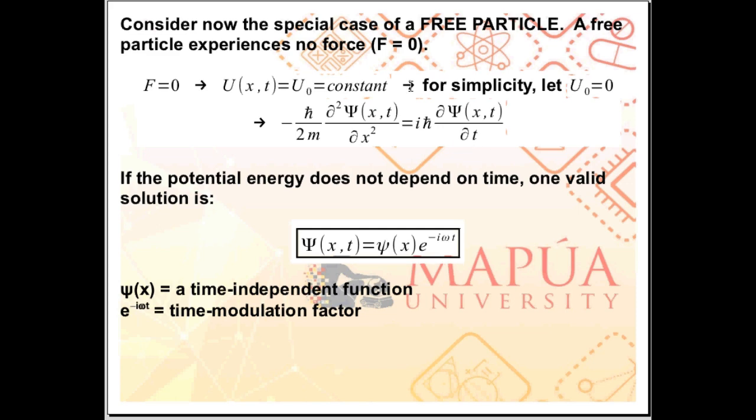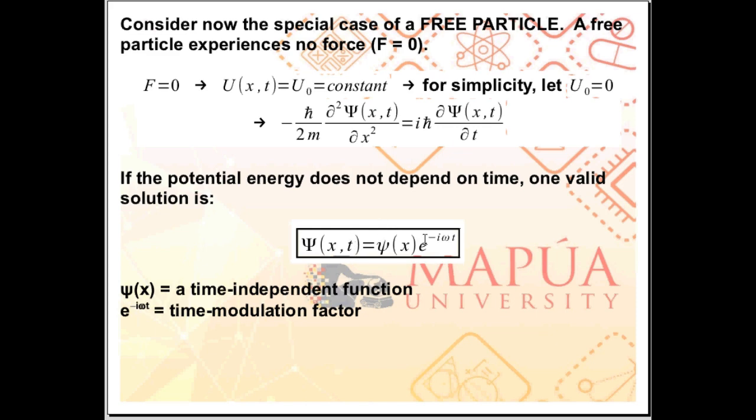Now, if the potential energy is likewise constant with respect to time, if the potential energy does not depend on time, one valid solution to this equation is given by psi of x,t is equal to small psi of x times e to the negative i omega t, where small psi is some time independent function, and e to the negative i omega t is referred to as the time modulation factor.